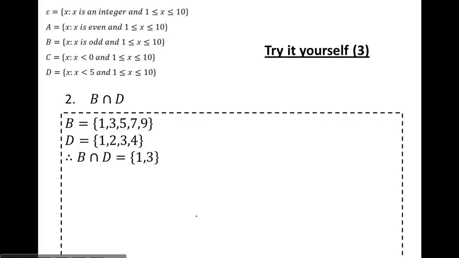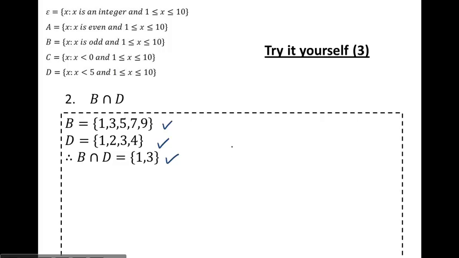Okay, same thing. List out the elements that can be found in set B and set D separately. Set B contains these elements: 1, 3, 5, 7, and 9. Set D contains the elements 1, 2, 3, and 4. For the common elements in both set B and set D, you'll find that there are only elements 1 and 3. So set B intersect set D is a set that contains the elements 1 and 3.